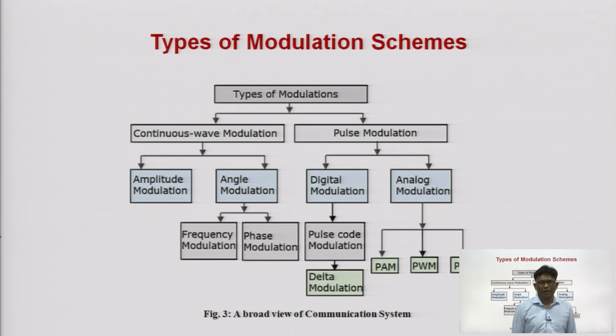Pulse modulation is categorized in 2 parts, analog modulation and digital modulation. Analog modulation is further categorized in 3 parts: pulse width, pulse amplitude and pulse position modulation, while digital modulation is categorized in PCM, delta modulation and adaptive delta modulation. We will go through these types of modulation in the next lectures.